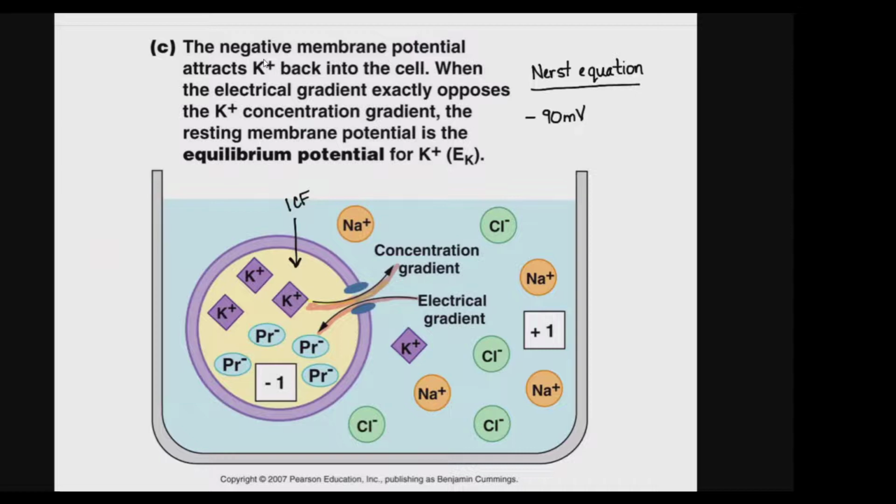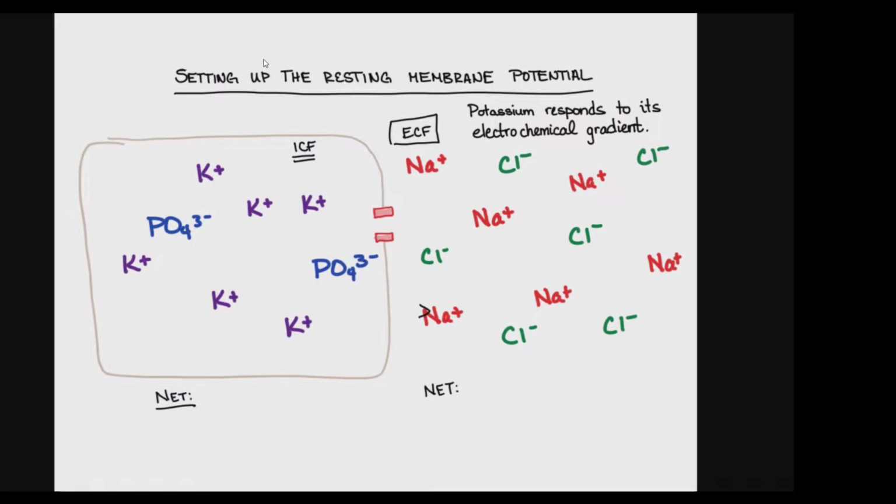Now, what about the other ions? Could we calculate the electrochemical equilibrium for the other ions? And the answer is yes. Let's conceptually think about what would happen if I traded out my potassium channel for a sodium channel and let sodium reach its own electrochemical equilibrium. Well, chemically, sodium is going to want to come into the cell, right? And as sodium comes into the cell, positive charge comes in with it. So this is now +2, and this is -2.